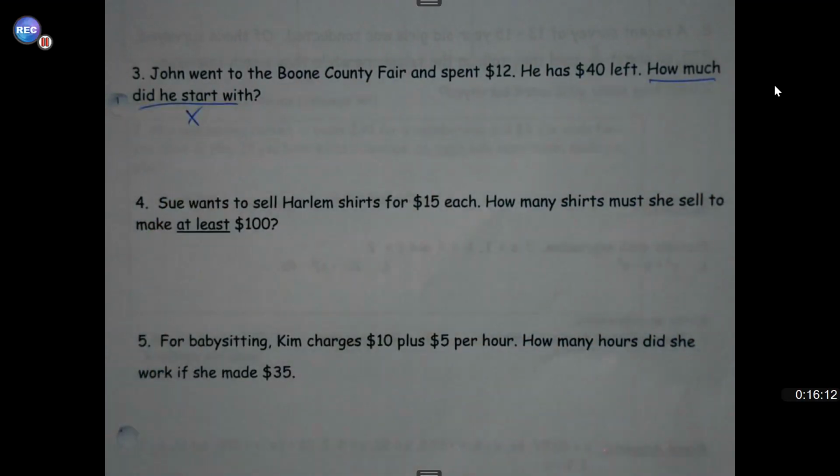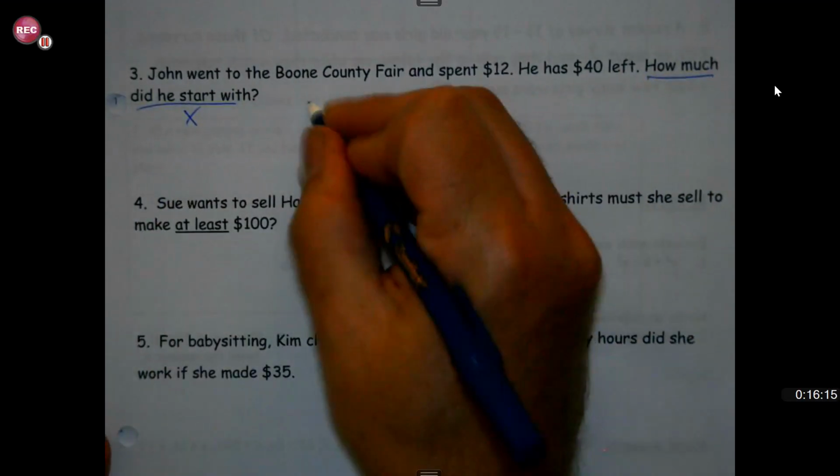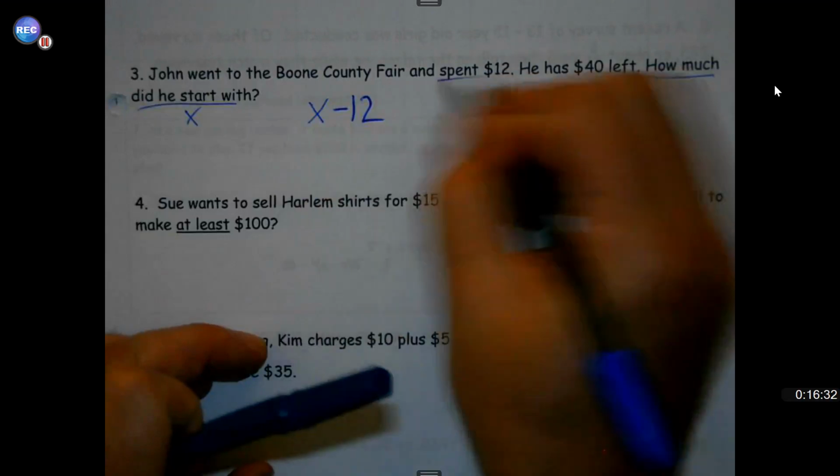Some of you are not even thinking about an equation at the start, and how your brain can get the equation for you. If I read 3: John went to the Boone County Fair and spent $12. He has $40 left. How much did he start with? How much did he start with is x. So I started with some amount of money, might have been $50, $80, $100, I don't know. He started with x. I went to the fair and I spent 12. What does that mean in math terms? I spent 12. Minus 12.